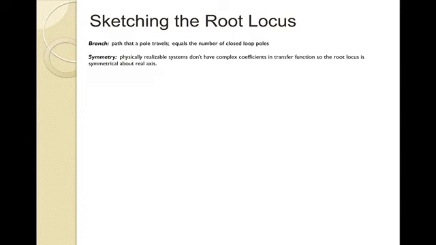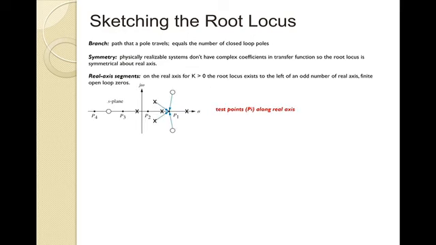Now, symmetry, physically realizable systems. So systems we can build, not sort of theoretical exercises, but systems we can build don't have complex coefficients in their transfer functions. So the root locus is going to tend to be symmetrical about the real axis, meaning we have these complex conjugate poles here, and so that's going to be a benefit to us as we go forward.